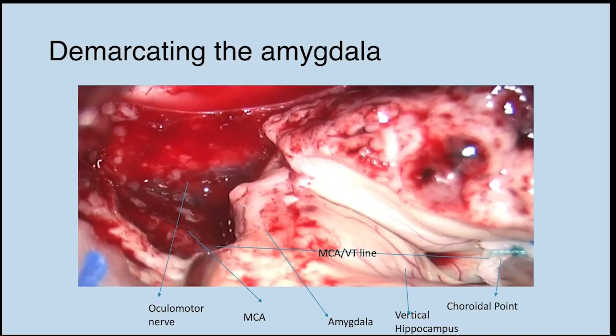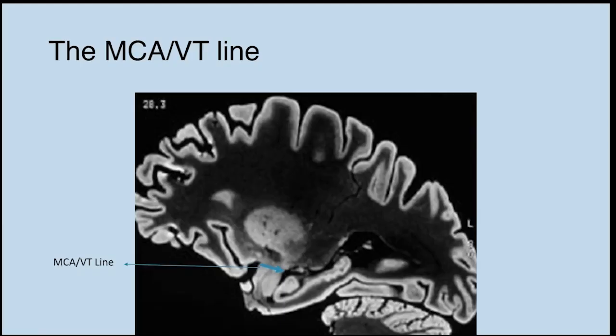This MCA-VT line demarcates the superior nucleus of the amygdala, and tissue below this line may be safely resected without entering the temporal stem or causing injury to the basal ganglia. To further highlight this point, I'd just like to show this cadaveric dissection, which has undergone MR imaging. The MCA-VT line has been drawn here. Hopefully one can appreciate that using this line as reference intraoperatively, the amygdala can be resected entirely while staying out of the basal ganglia.